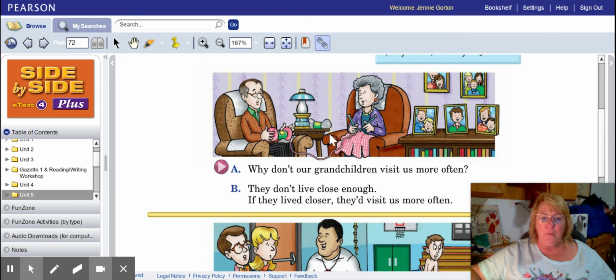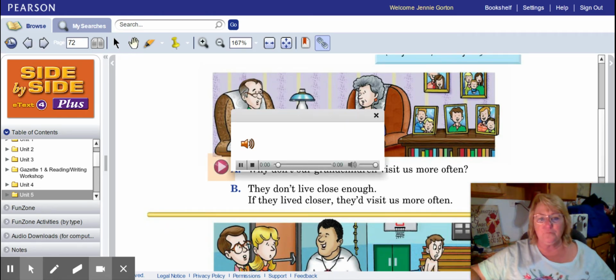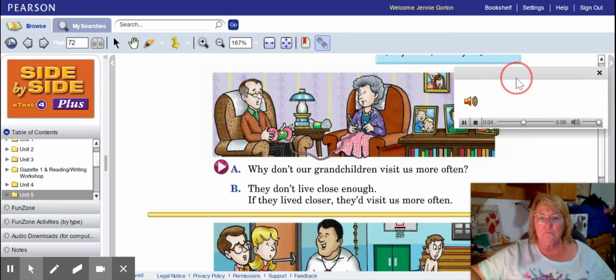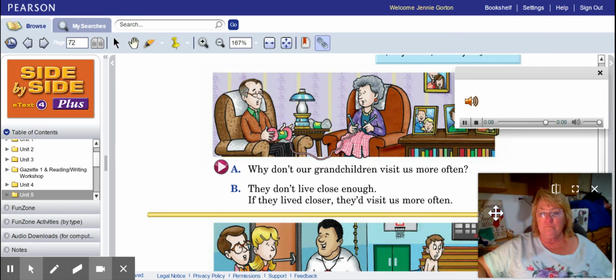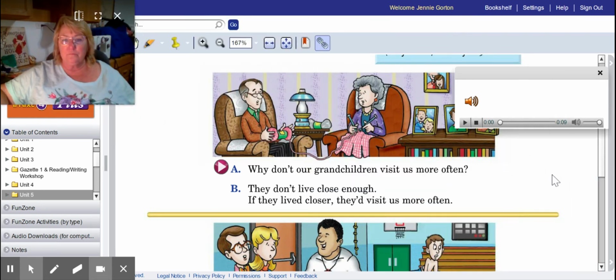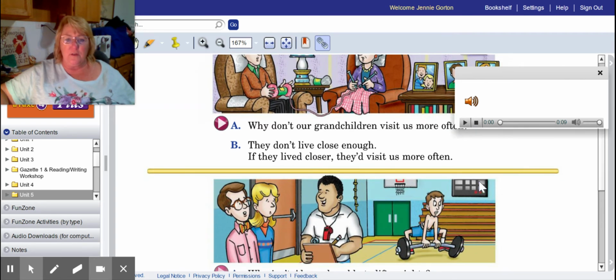So here's the example. Why don't our grandchildren visit us more often? They don't live close enough. If they lived closer, they'd visit us more often. If they lived closer, they'd visit us more often. Okay, you got it.